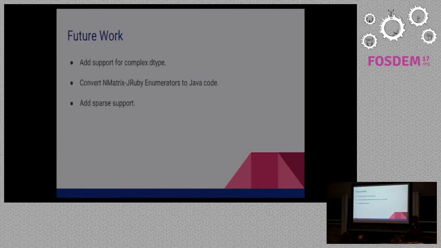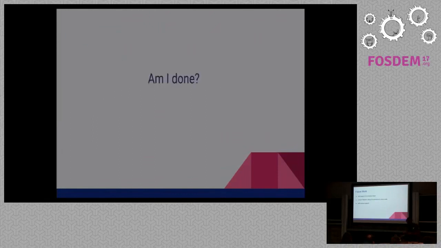So overall, whenever you do any computation using NMatrix JRuby, it would currently be as fast as NMatrix CRuby, or even sometimes faster, because calculations that rely on a single dimension would be faster in JRuby, and obviously JIT. So am I done? Nope.